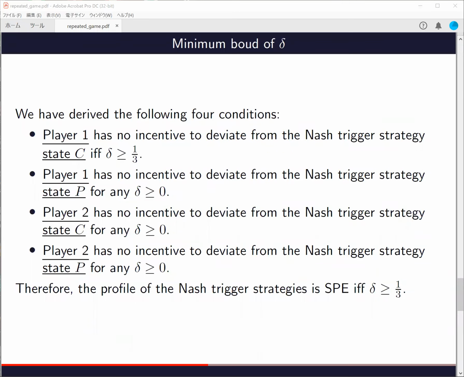Here is a summary of the conditions for the Nash trigger strategy to support U and L as a subgame perfect equilibrium. We need to find the minimum value of delta that satisfies all four conditions derived here. Therefore, the Nash trigger strategy is a subgame perfect equilibrium if delta is greater than 1/3.